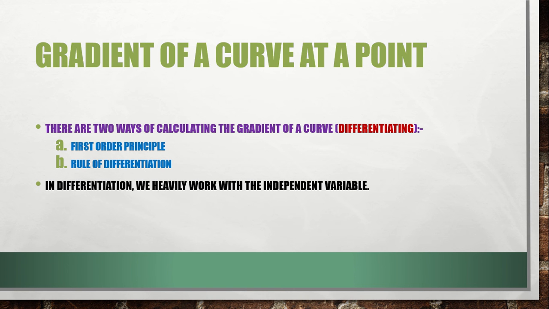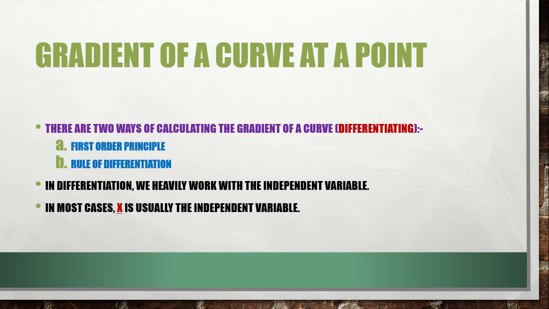Now in differentiation, this one thing you need to note, we heavily work with the independent variable. The independent variable most of the time is usually x. So this is what basically we usually work with. So for example, if you have an equation y is equal to x power this and that, x is the independent variable, y is the dependent variable. It cannot function, or it cannot be well defined without x, but x does not require y to be able to be defined. So that's what I was explaining here.